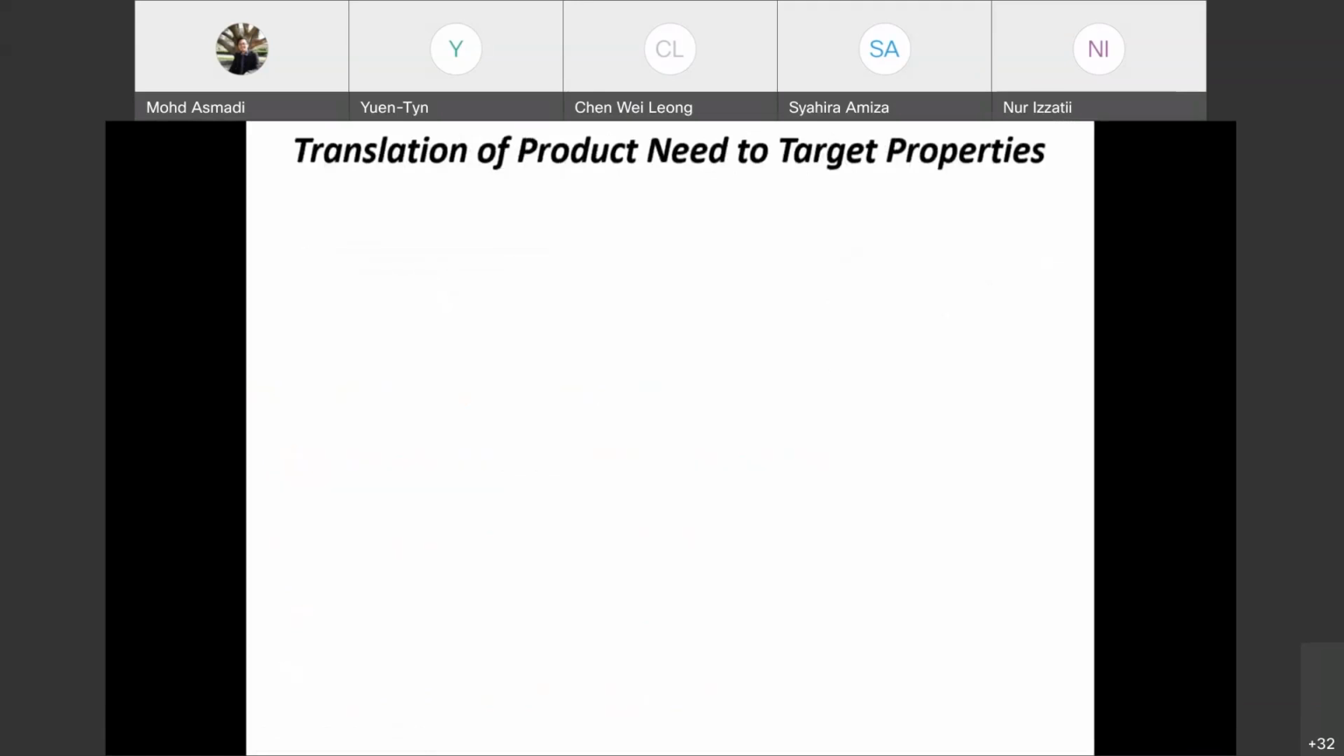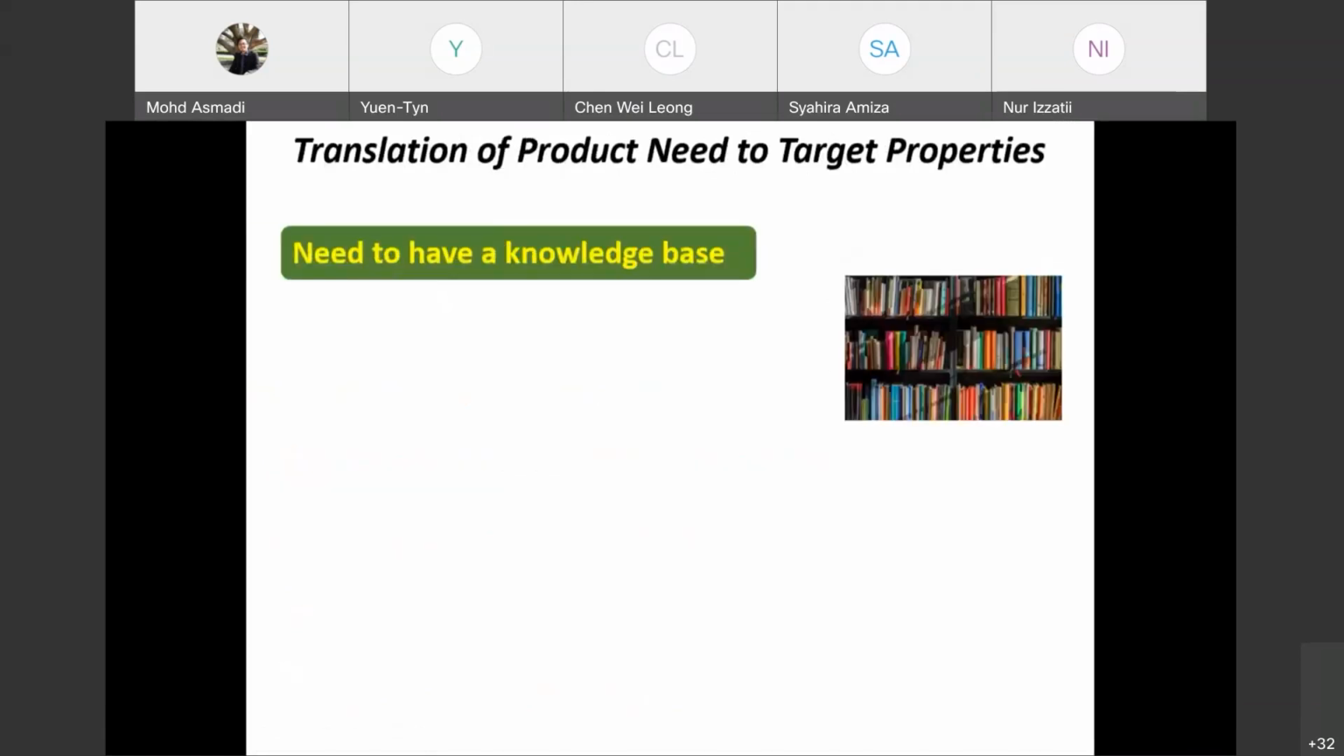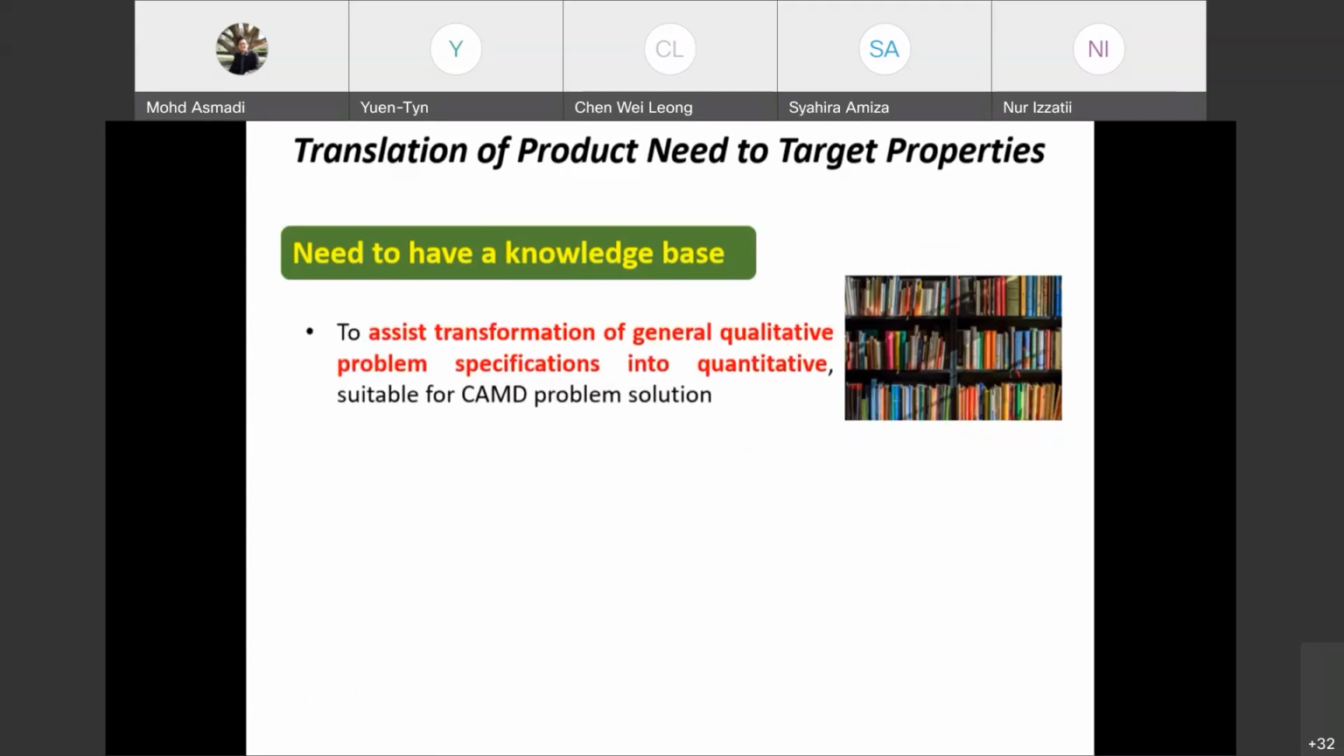Okay. So how can we translate this product need to the target properties? The objective is that we have to know the knowledge base. How can we transform this product need to the target properties? First, what we have to know is the need to have a knowledge base to assist the transformation of general qualitative to the quantitative. There is much work that needs to be done to prepare the knowledge base.